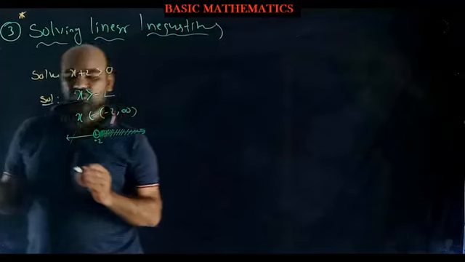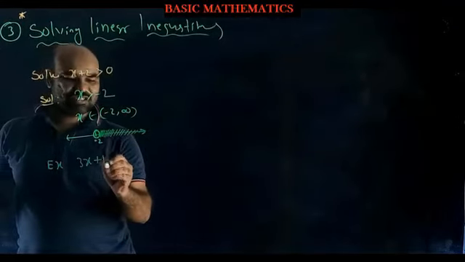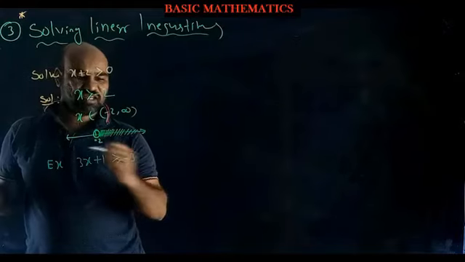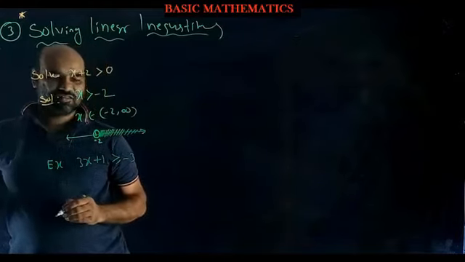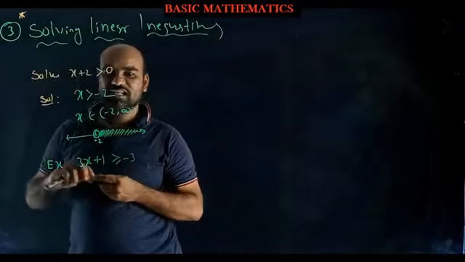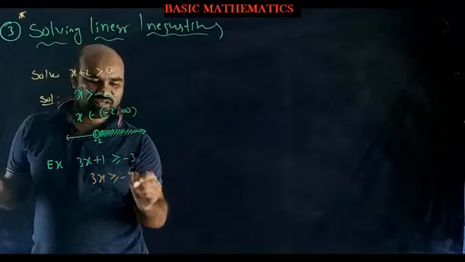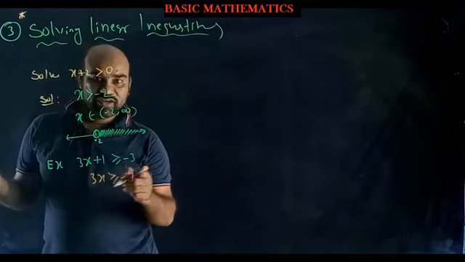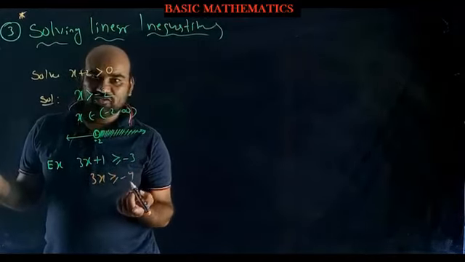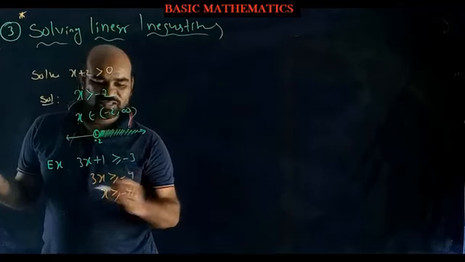So example 2, 3x plus 1 greater than or equal to -3. We want to find x which satisfies this linear inequality or linear inequation. So I can say 3x greater than or equal to -4. Dividing throughout by 3, nothing happens to the inequality, because 3 is a positive quantity. x is greater than or equal to -4 by 3.